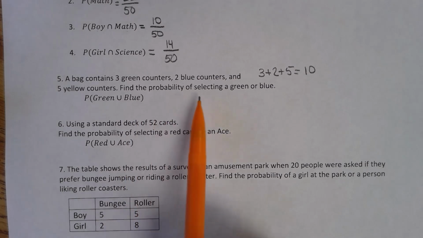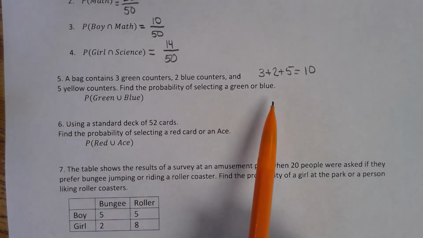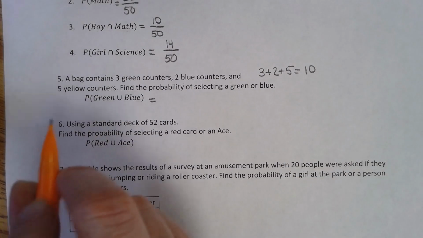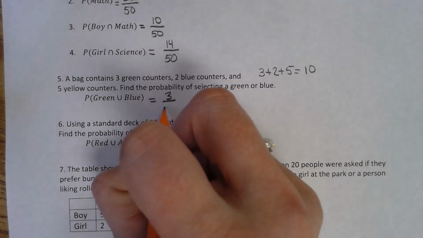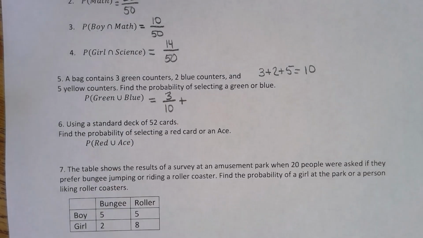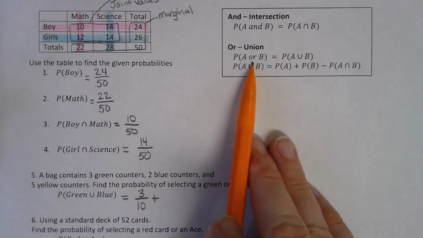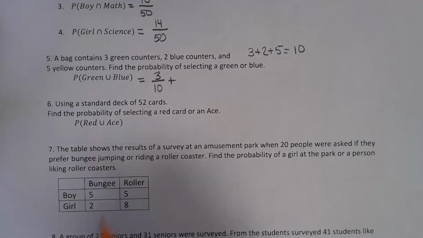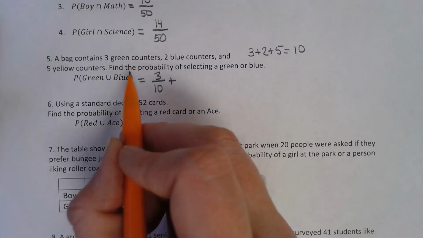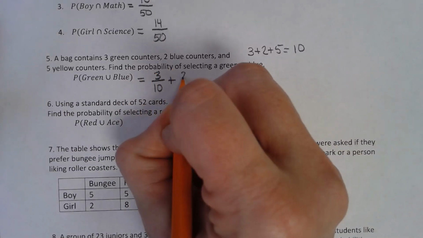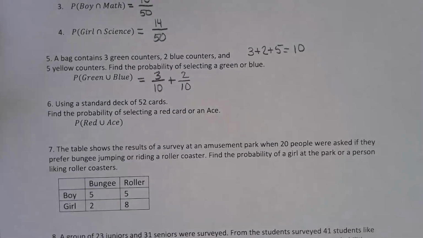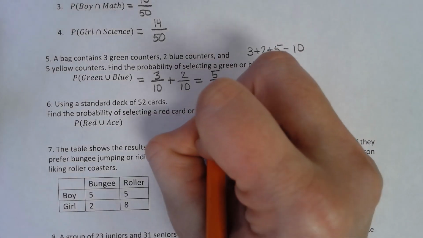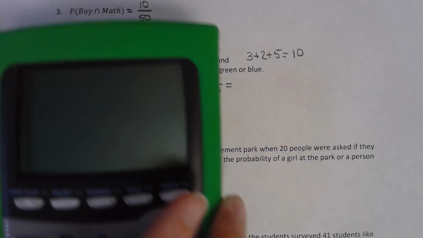We want to find the probability of selecting a green or a blue. So the chances of getting a green, there were 3 out of the 10. Or, so if it's an "or," take a look with our union, we will add when finding the probability of an "or" statement. So probability of green or blue, blue, there were 2 out of the total 10. So to get a blue or a green, you'll add those together, so that's 5 out of 10. Let's go ahead and simplify this fraction.